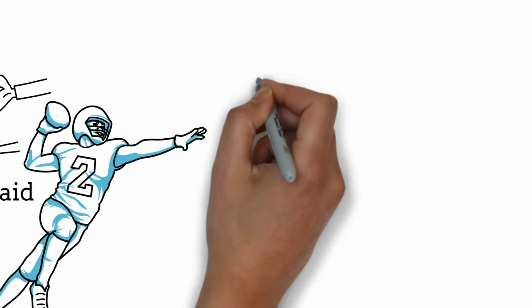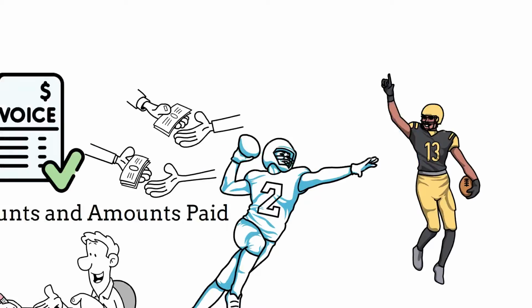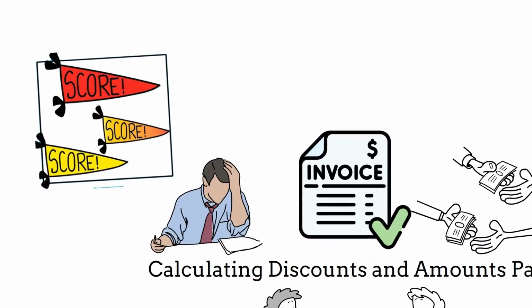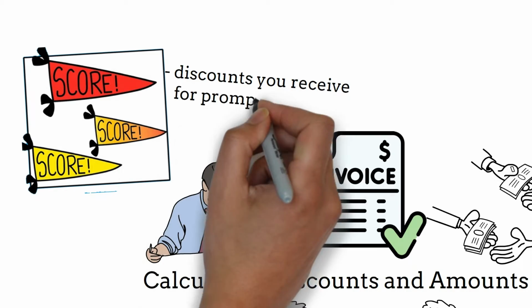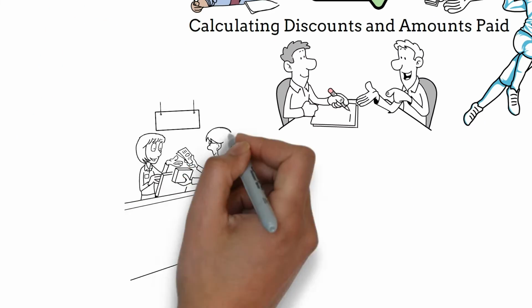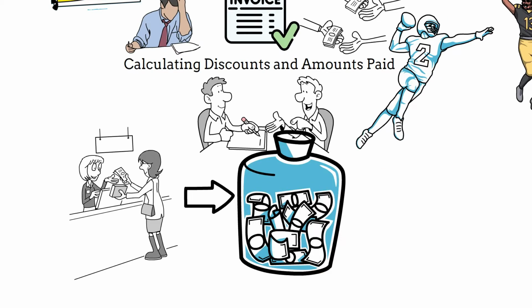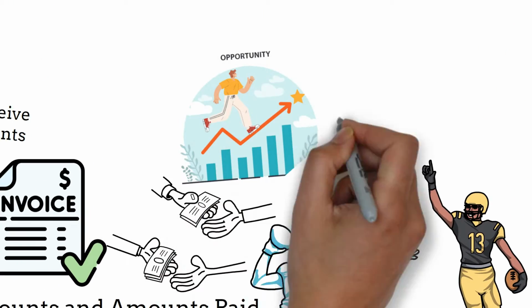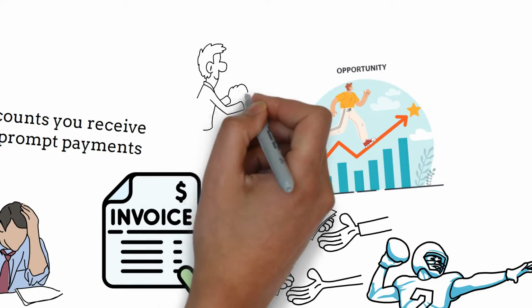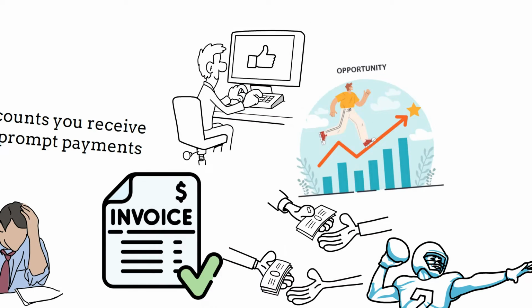Think of it as a game where you want to score the highest points possible. In this case, the points are the discounts you receive for prompt payments. Every time you make a payment, discounts might allow you to save some money. However, to seize those opportunities, you need to correctly calculate the amounts you owe and take into account any applicable discounts.